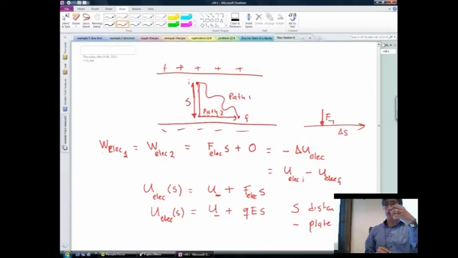So a positively charged particle located between those two plates, when you bring that positively charged particle up, what is happening to the electric potential energy of that particle? According to this equation, when S grows, the potential energy grows. So when you pull the particle from the negative plate, you're increasing the potential energy of that particle. If you let go of the particle, that potential energy starts to convert into kinetic energy, just like in a gravitational field.